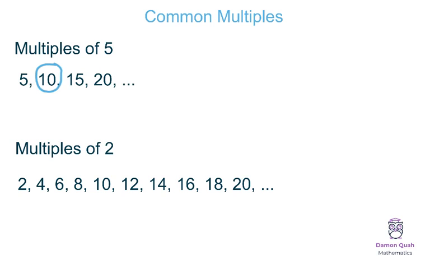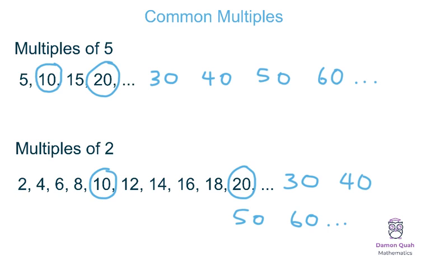However, they do have the multiple 10 in common. And we can also see they have the multiple 20 in common. So they have common multiples of 10 and 20. Of course, if we kept skip counting these multiple patterns out, we would find they also have the multiple of 30 in common, as well as 40, 50, 60, and so on. So they're actually infinite multiples that these two have in common. So the 2s and the 5s have an infinite amount of common multiples, but they also have many that are not in common as well.